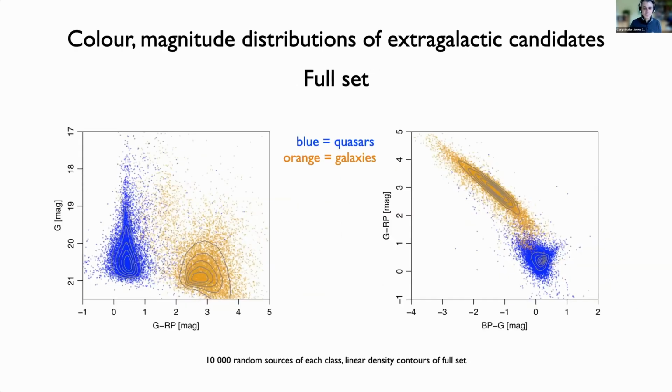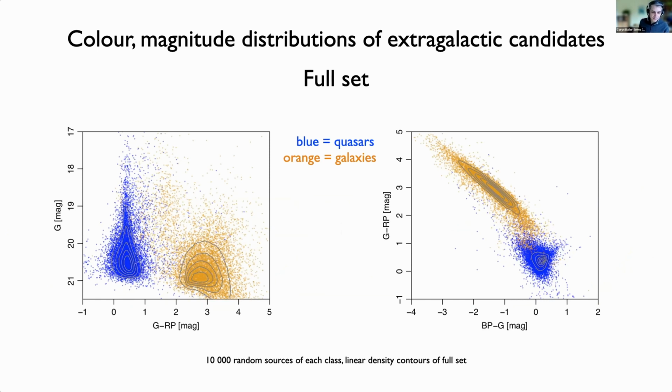We can also look at the color magnitude diagram and the color diagram, so color magnitude diagram on the left, color diagram on the right. Again, now for the full set of quasars in blue and galaxies in orange, and you can see a fairly clear separation here.